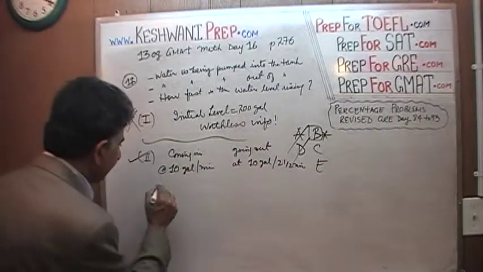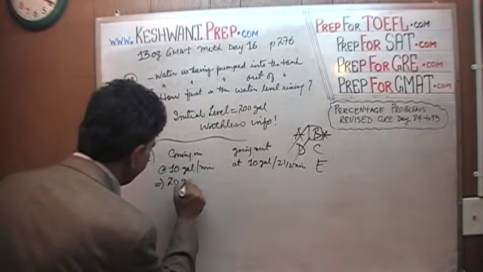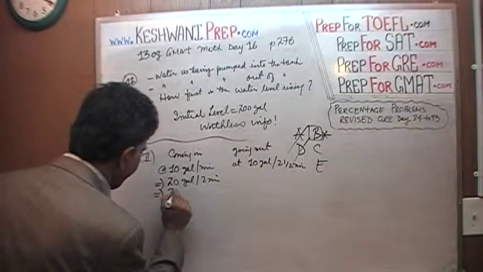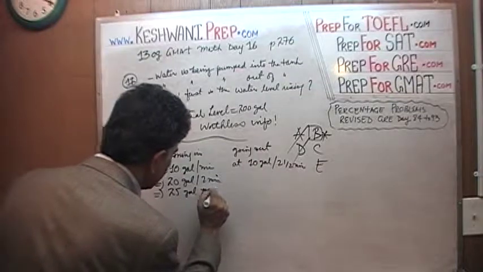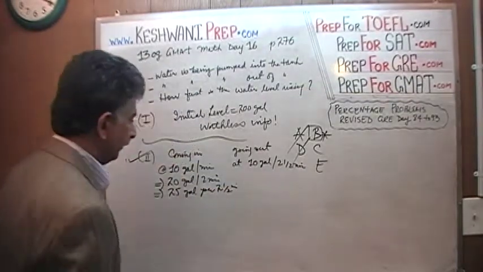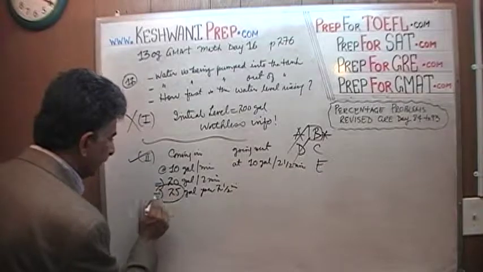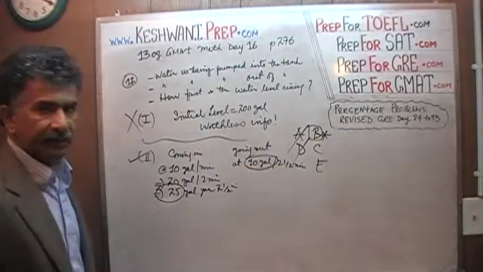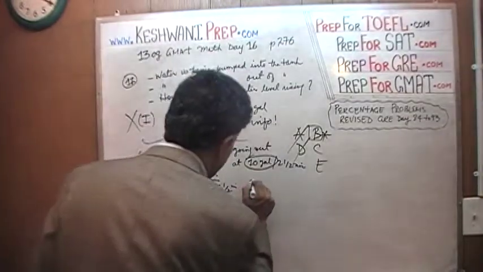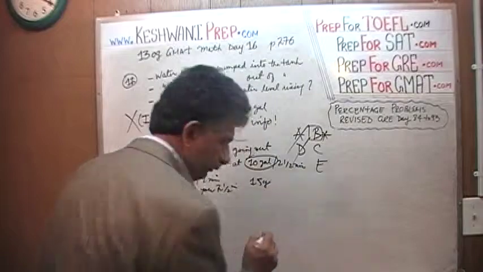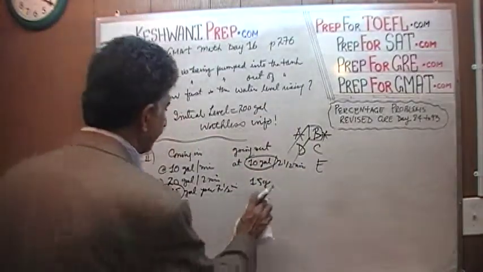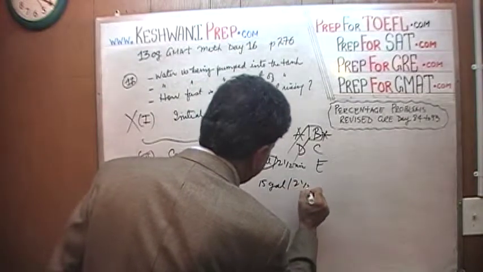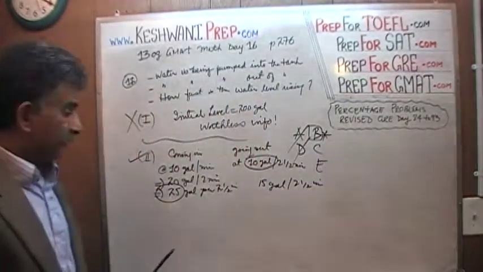10 gallons per minute would be the same as 20 gallons per 2 minutes, which is the same as 25 gallons per 2.5 minutes. So it is coming in at 25 gallons per 2.5 minutes. It's going out at 10 gallons per 2.5 minutes, which means the water level is rising at 15 gallons per 2.5 minutes. That's one way we could have tackled it.